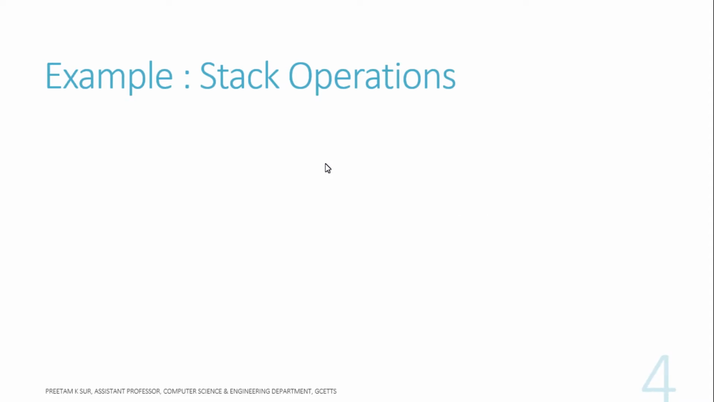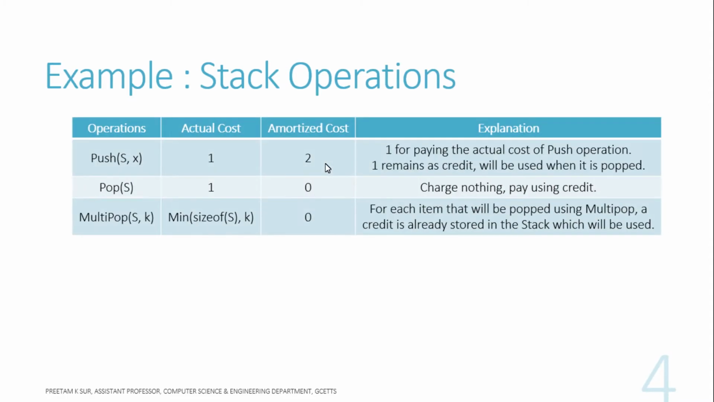First we look into the stack operations. In stack operations we have three operations: push, pop, and multi-pop. The actual cost of push is 1, the actual cost of pop is 1, and the actual cost of multi-pop is the minimum of the stack size and k, where k is the input parameter to the multi-pop operation.